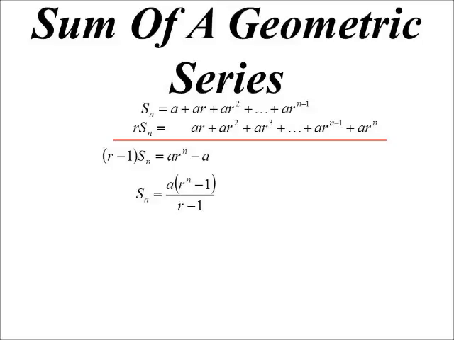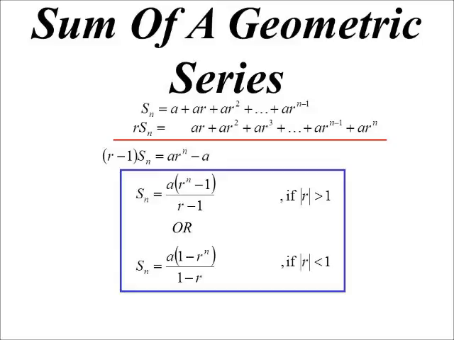Now, we tend to say, use this one if the ratio is bigger than 1. If the ratio is smaller than 1, then we go a(1 minus r to the n) on 1 minus r. So that's if it's smaller than 1. Reality is it doesn't matter, because if you look at it, all I've done to get the bottom one is multiply top and bottom by negative 1. They are the same formula.